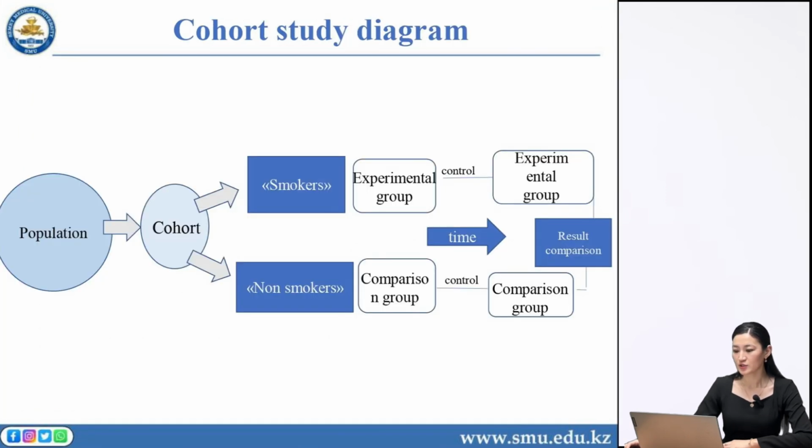On this page is shown the scheme of a cohort study. First we will choose a cohort from the population and we will divide it into two groups, smokers and non-smokers. Smokers are the experimental group, non-smokers the comparison group. And after a long time, we will compare results in which group developed more sick people.